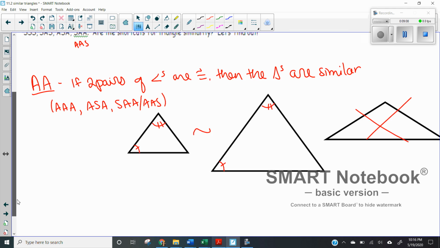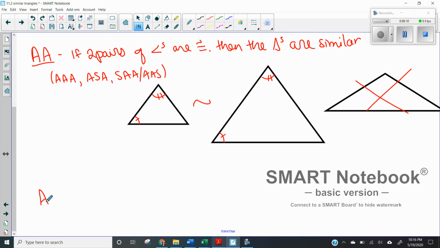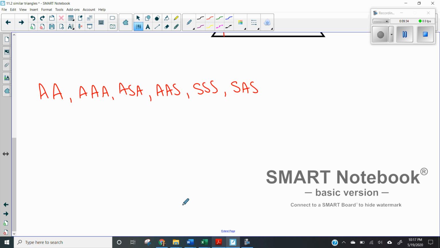Okay, so let me make a long list here. So angle, angle works. That means so does angle, angle, angle. Just what we listed above here. Angle, side, angle, angle, angle, side. And then side, side, side. We're going to talk about that in a second, but this one works. So does side, angle, side. Okay. Just like congruence, if you have this one, side, side, angle, remember, read that one backwards. This one does not work because there are two totally different triangles that could be created. So I can't guarantee that they're similar either.